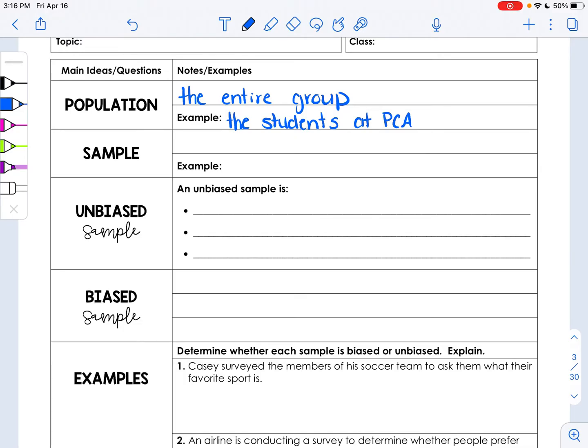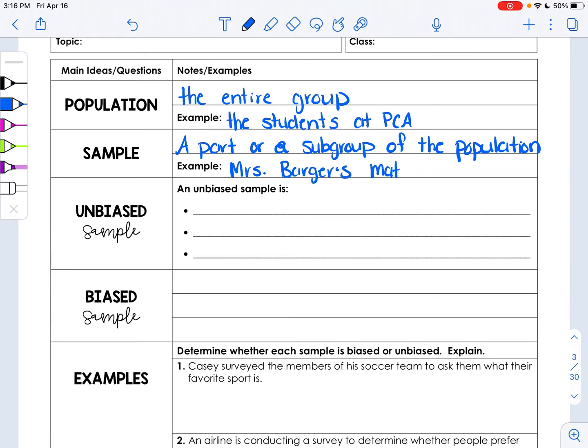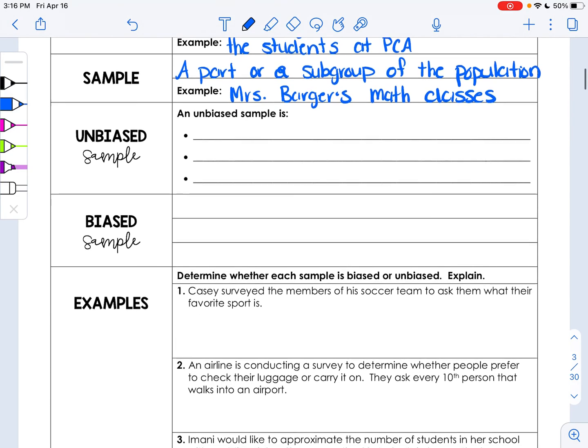Then remember, a sample is a part or a subgroup of the population. So for example, Miss Barger's math classes. So it's not the whole PCA student body, it's just the ones in Miss Barger's math classes. So some other words that we're going to talk about are unbiased sample and biased sample.